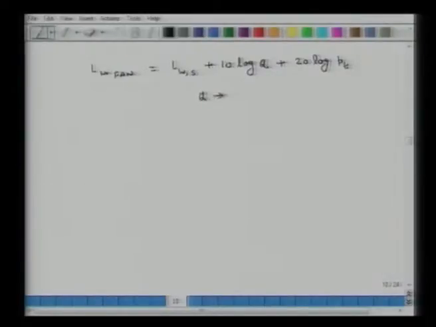Q is the volume flow rate in meters cube per second, and PT is the total pressure.